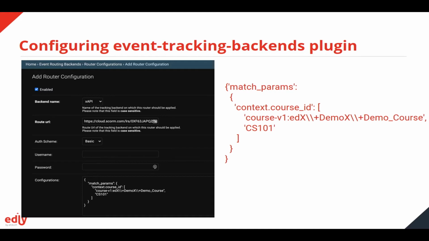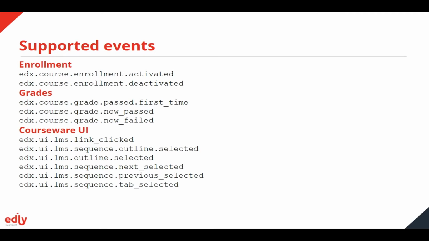And the supported events, at the moment, this plugin transforms these ADX events into XAPI or Caliper events. In these events, we have enrollment events, activated and deactivated. Then the grades events, grades first passed, now passed, and now failed events. And the courseware events, the courseware UI, when the learner is in the courseware experience and they click on the different tabs of the course experience, these events are also being transformed into XAPI and Caliper.